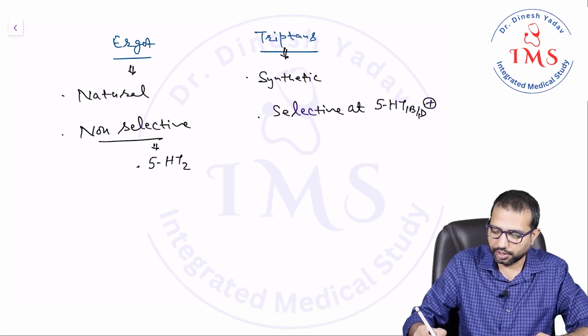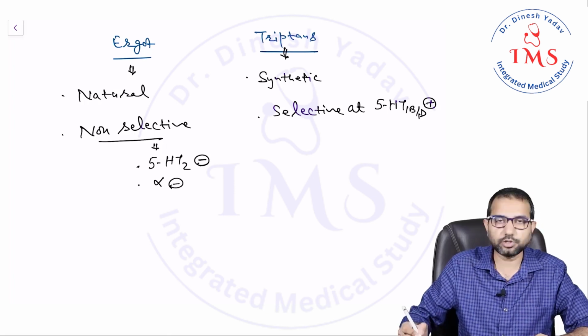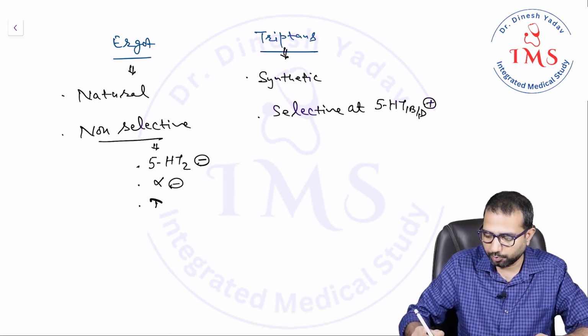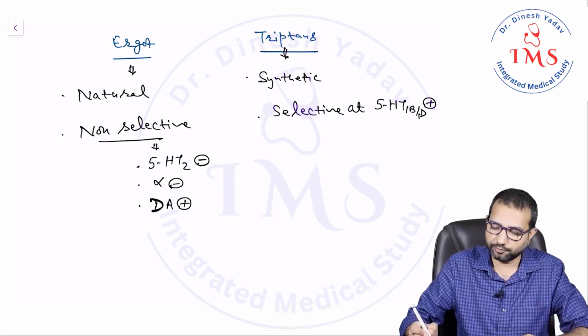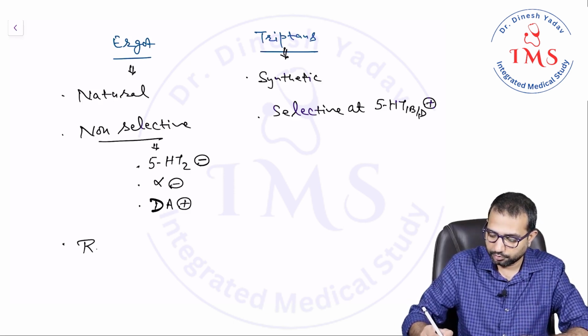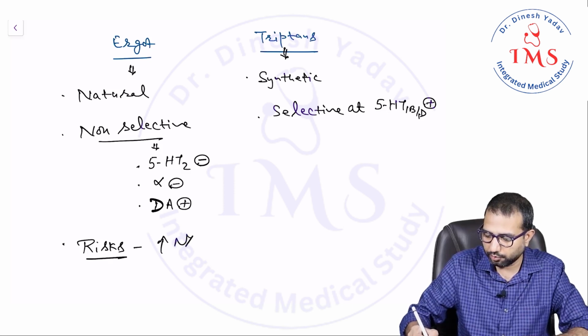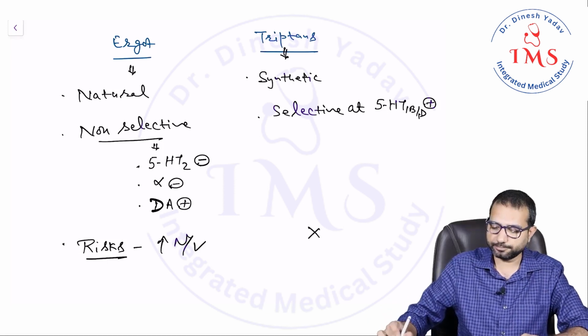They have an effect on alpha, so they are 5-HT2 antagonists and alpha blockers. They have an effect on dopamine. So non-selective, they are not selective for one receptor. After this, guys, there is a risk with ergot compounds. So what is the risk? It increases nausea and vomiting. Triptans do not increase the risk of nausea and vomiting.